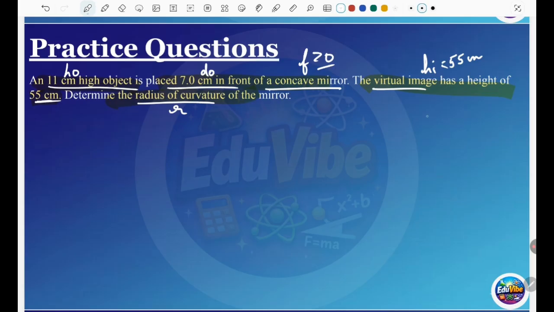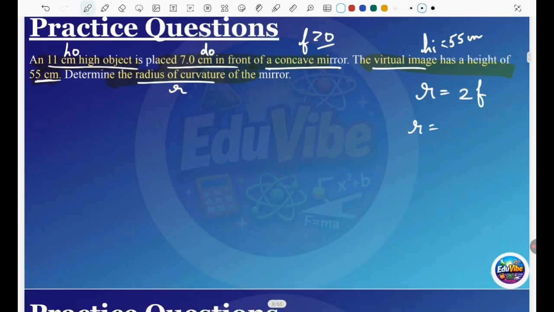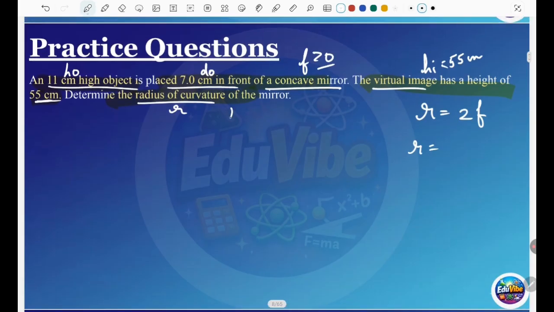For the radius of curvature, you know that the radius of curvature is 2 times the focal length. So here, you have to find this focal length. So let's do the things and learn more about them. For F, you have this formula. You have DO, but you don't have DI. So you have to find DI from here.